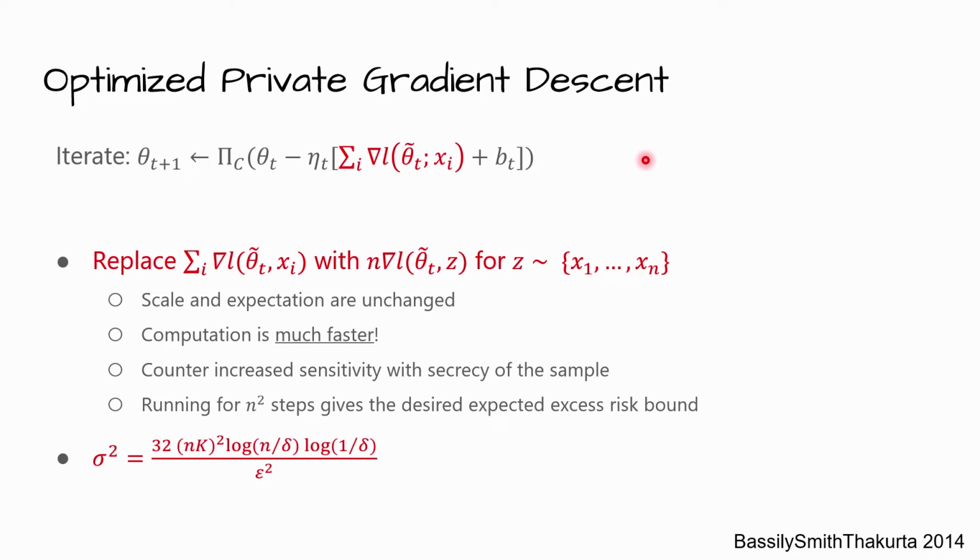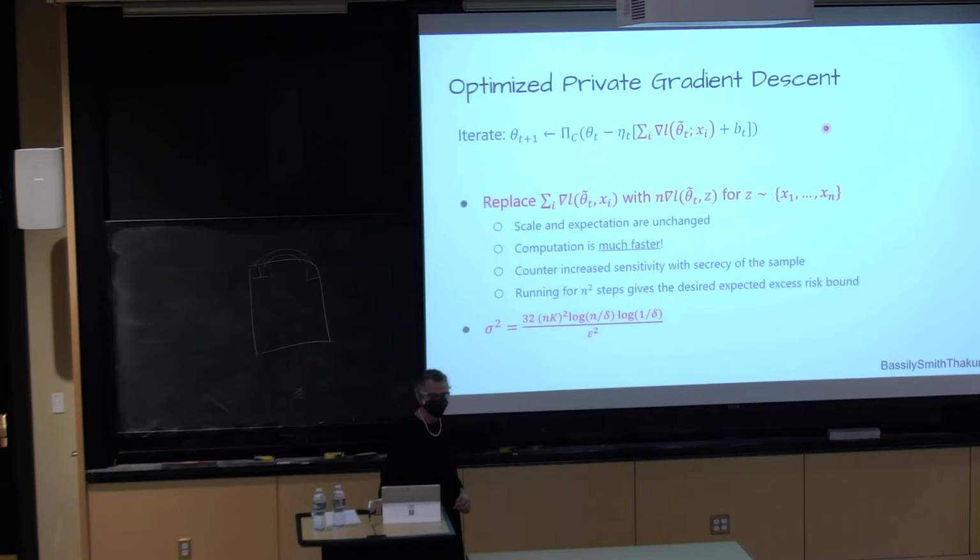So this gets optimized as follows. This was our core statement. So we're summing up these terms over all of the xi's, and we're adding noise every time. We're going to replace that step as follows. Choose a random element, Z, in the data set. So Z is chosen uniformly from x1 up to xn.